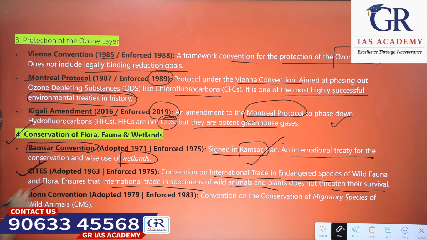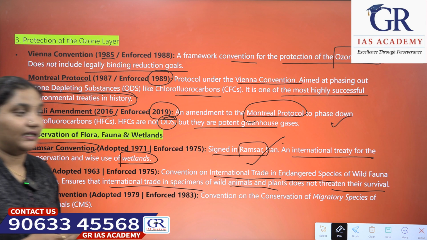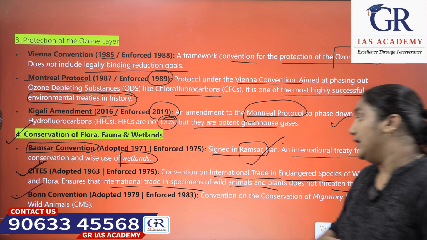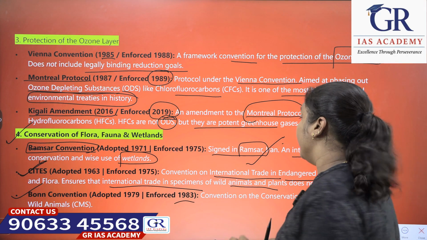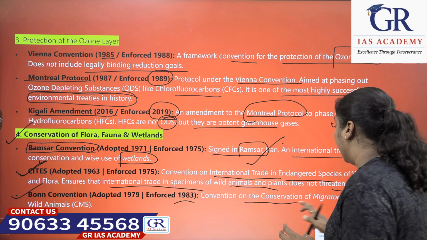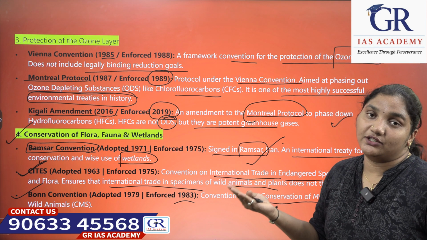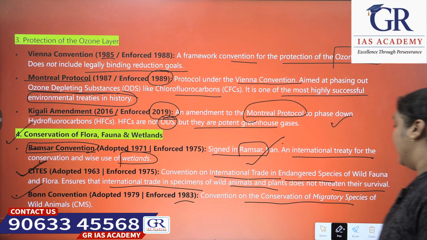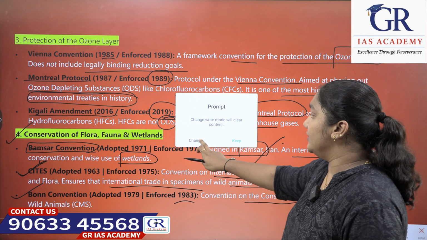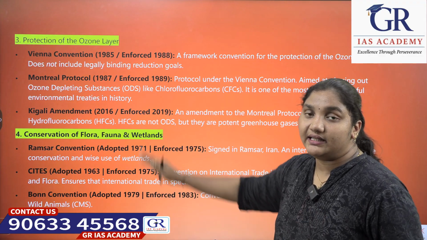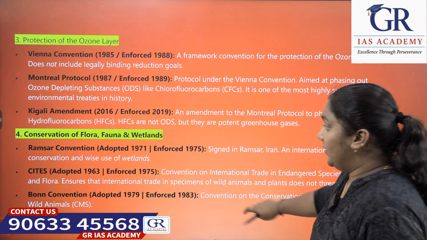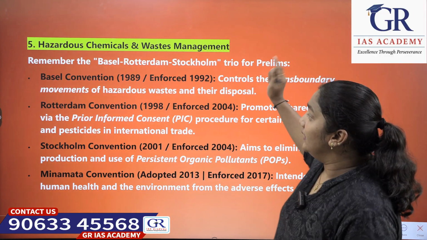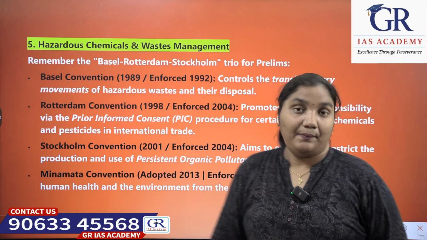Next is the Bonn Convention, adopted in the year 1979 and came into force in 1983. This convention is on the conservation of migratory species of wild animals. This is about the conservation of flora, fauna and wetlands. Our next topic is hazardous chemicals and waste management.